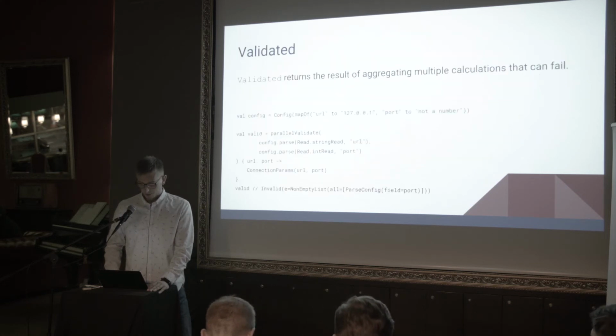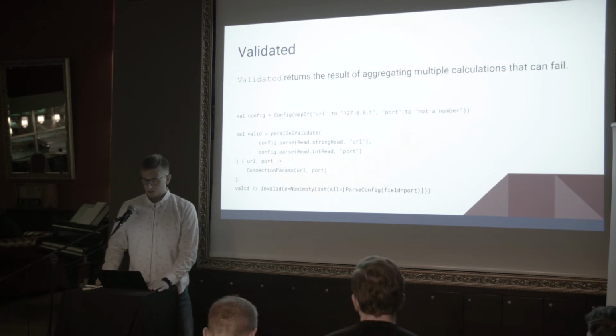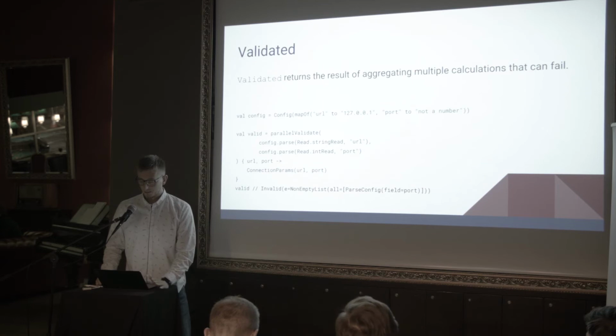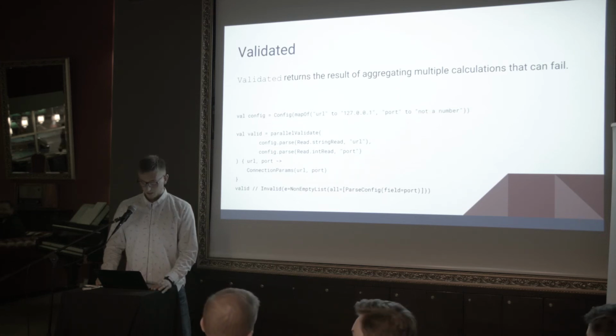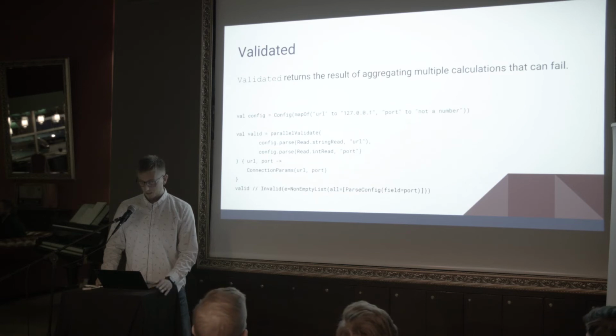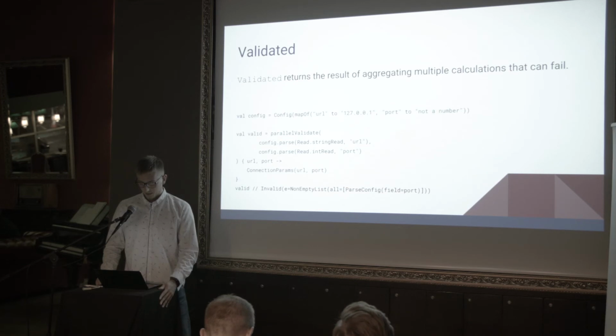And also Validated, which is like Either but is used to accumulate errors. And now I will show you Validated, how it works. Validated returns the result of aggregating multiple calculations that can fail and also aggregates errors. For example, we have a config which consists of a URL and an invalid port, and then we want to parse and validate it. And the result of this validation is invalid, and it includes an invalid field, port.